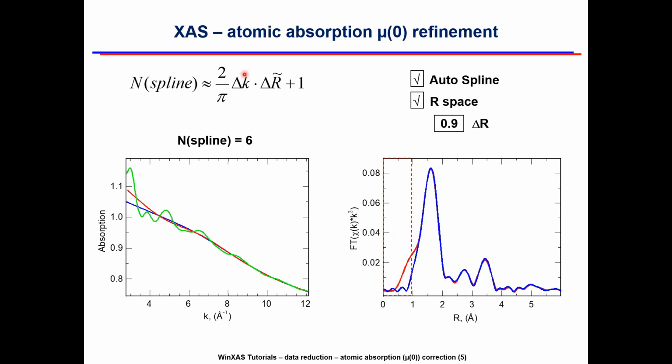Additionally, performing the refinement in R space permits using the Nyquist theorem to estimate the number of independent parameters and use it as the number of spline nodes for the atomic absorption. Both options can be selected or deselected during the mu0 refinement.